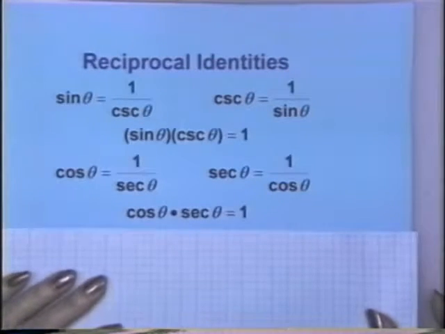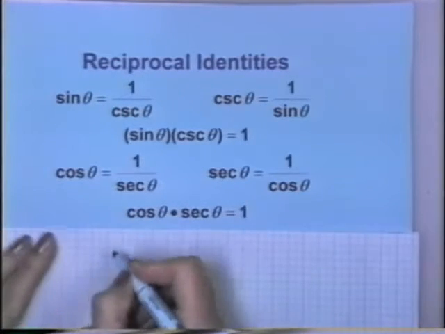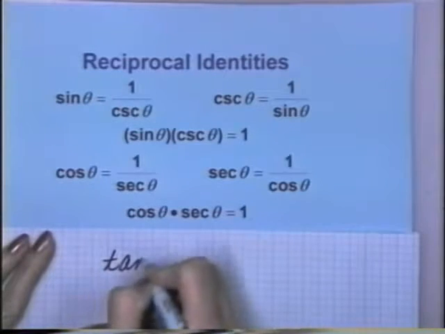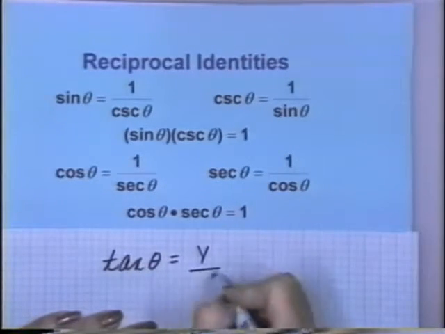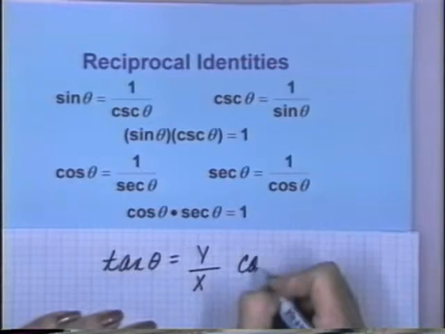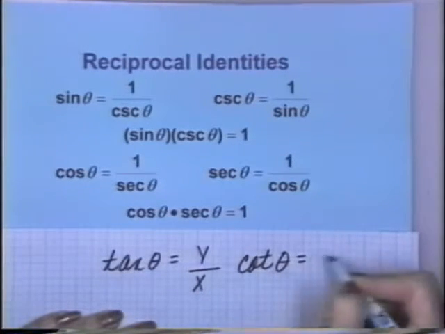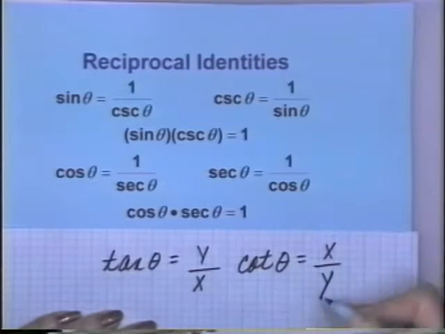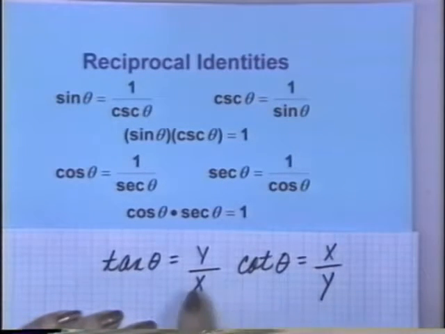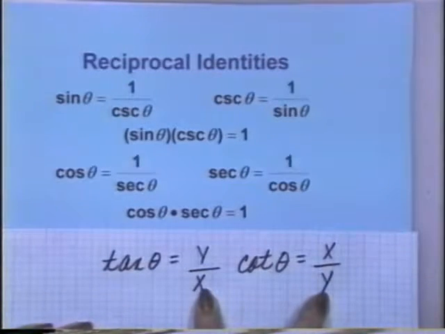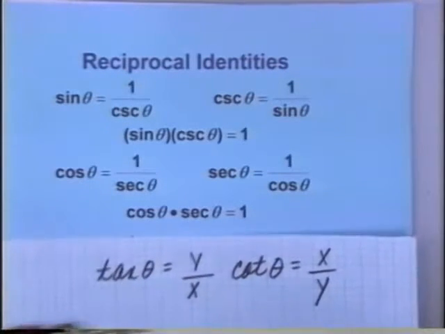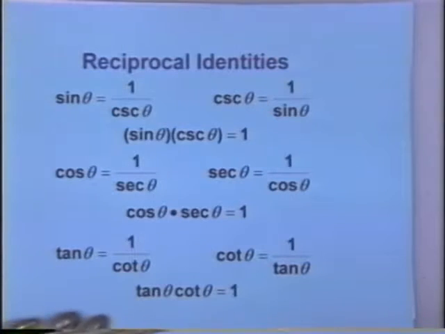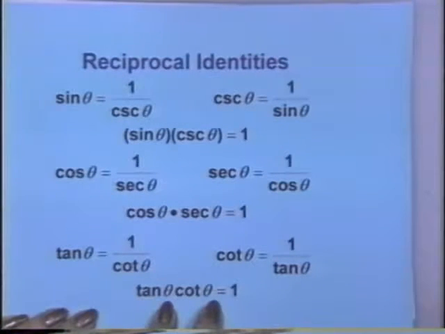The last relationship we'll look at would be the tangent and the cotangent. We know the tangent is y divided by x, and the cotangent is x divided by y. Consequently, since those are reciprocals, if we multiply the tangent of theta times the cotangent of theta, we get 1. And here's that relationship written.